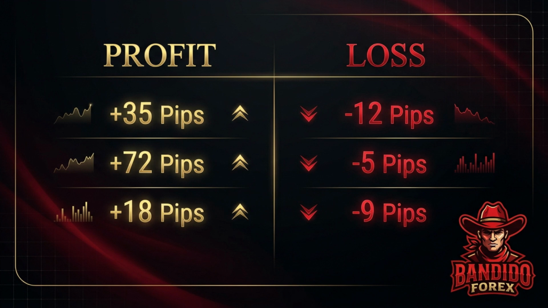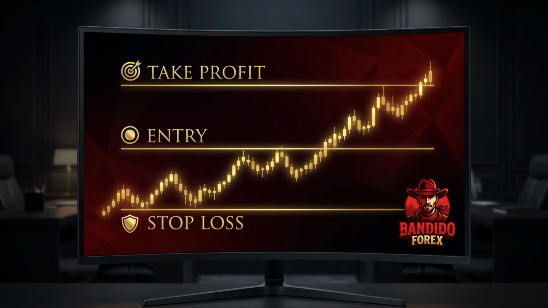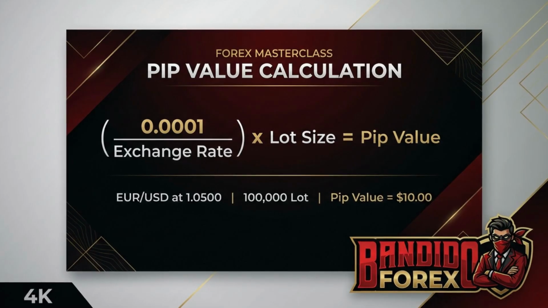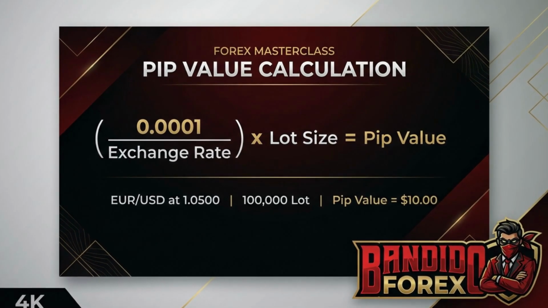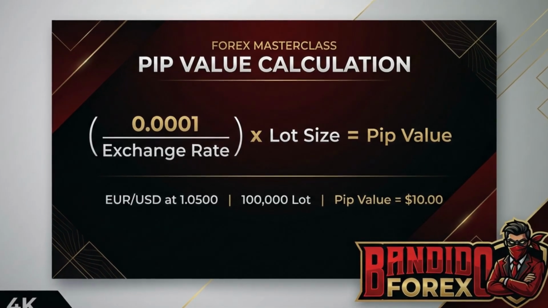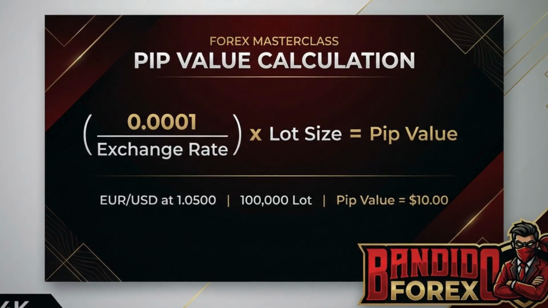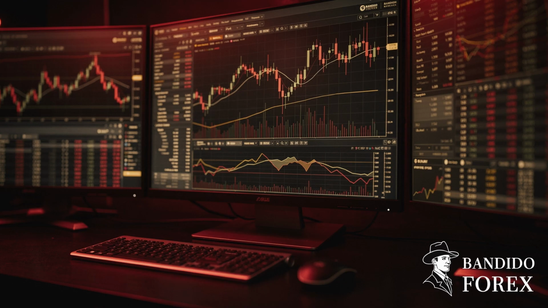Why do traders obsess over pips? Because they are the foundation for calculating your profit and loss. We use pips to set our stop loss and take profit levels, ensuring we manage our risk effectively on every trade. The value of a pip depends on your lot size, but the goal is always the same: capture pips while protecting your capital. Mastering the concept of pips is your first step toward professional trading.